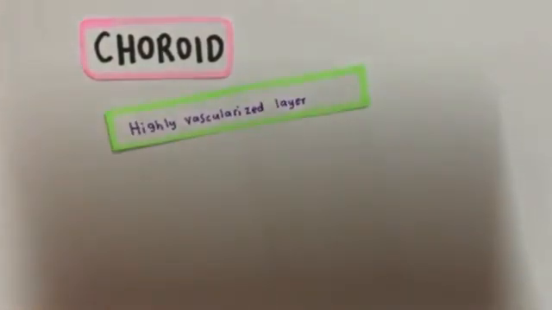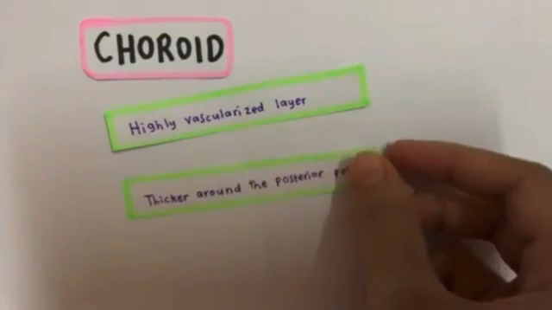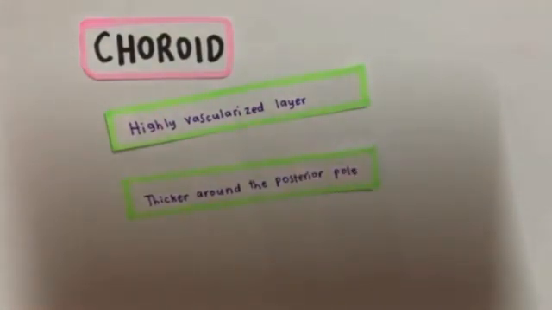Choroid plays an important role as the main vascular supply to the outer retina, so it is a highly vascularized layer compared to the retina and sclera. Choroid is also thicker around the posterior pole than the anterior pole.